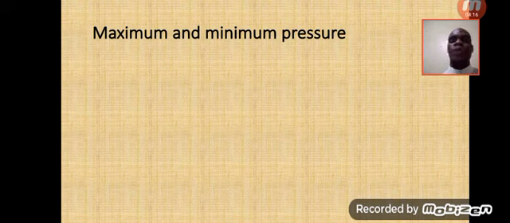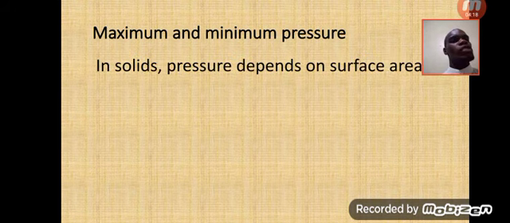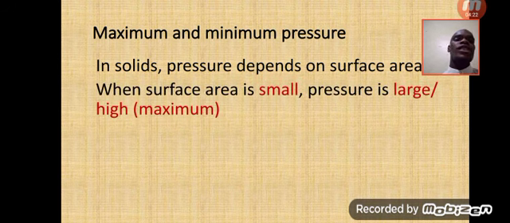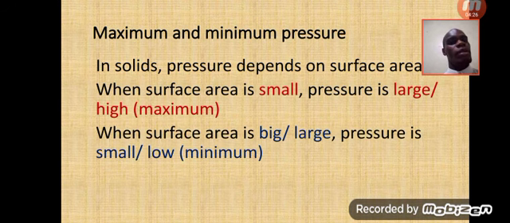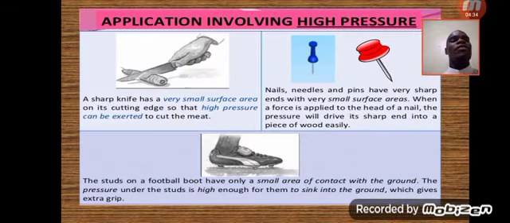Maximum and minimum pressure. In solids, pressure depends on area, as we have seen before. When surface area is small, the pressure is large or high, or maximum. When surface area is big, the pressure is small or low, what you can call minimum. Let's have some applications involving high pressure. A sharp knife has a very small surface area on its cutting edge. Therefore, it exerts high pressure.